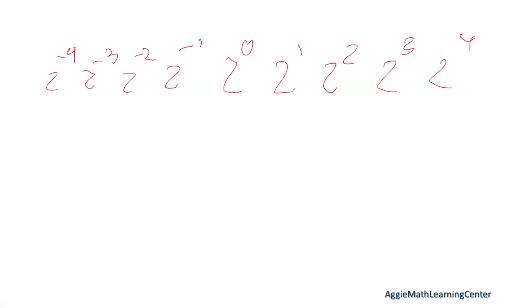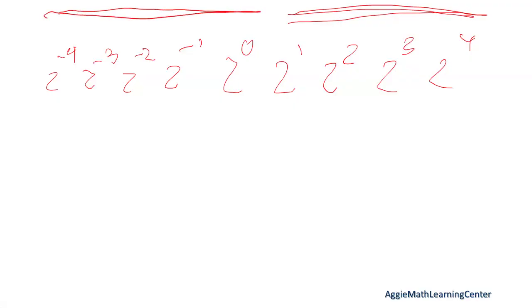Positive exponents make sense. These ones here are intuitive. 2 to the 2 is 4, 2 times 2, right? But a negative exponent and even a zero exponent, that doesn't really make sense. It's kind of mysterious.